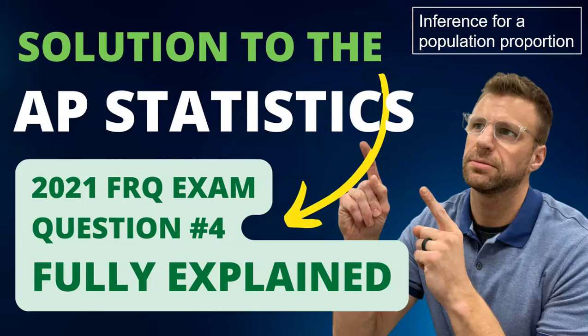Are you stuck on the 2021 AP Stats FRQ question number 4? Well, you've come to the right place, because in this video we're going to talk about exactly how to solve that problem from the 2021 exam. The question does deal with inference for a population proportion. It's a pretty good problem that goes through all of the steps. Let's dive right into it.